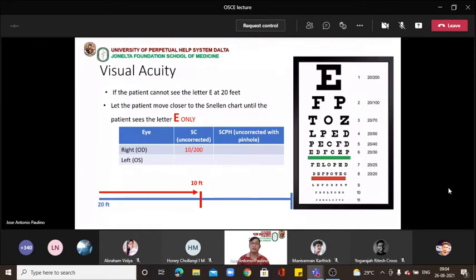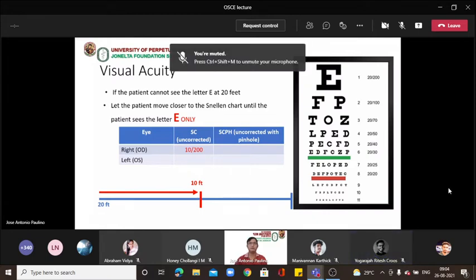If the patient can read the letters F and P at 10 feet away, move them back until they can only see the letter E. We cannot have a score of 10 over 100. Rather, make them move backward until they can only see the letter E, such that if the patient can read the letter E at 15 feet away because we let them move back, it becomes 15 over 200. Okay, is that clearer?